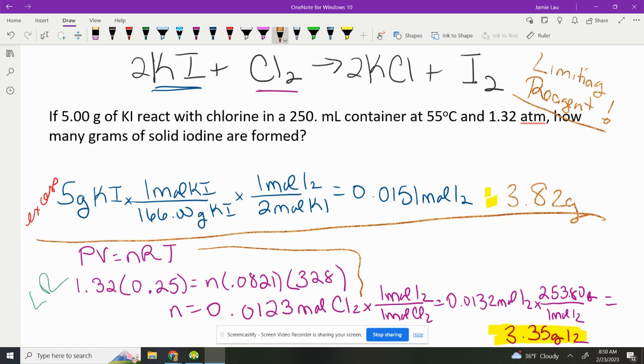So once you have your moles of chlorine, you can convert to moles of iodine, which if you just compare it by moles, you'll see that's a fewer number. And then convert to grams, and you'll see that that's comparatively fewer grams of iodine.